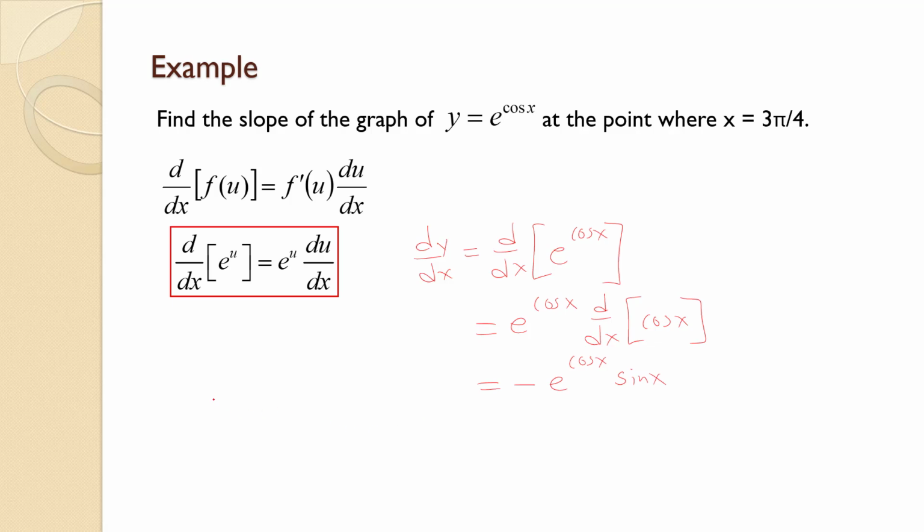So the slope of the graph is found by taking the derivative and evaluating it when x is 3 pi over 4. That would be negative e to the cosine of 3 pi over 4 times the sine of 3 pi over 4. And that will run you negative square root of 2 over 2 times e to the power of negative square root of 2 over 2. That's the answer. That's the slope of the graph at that point.